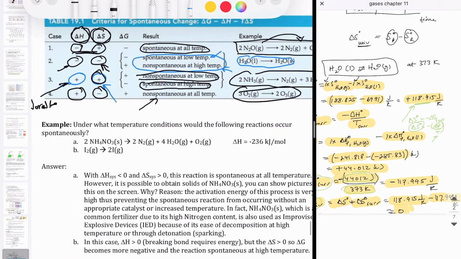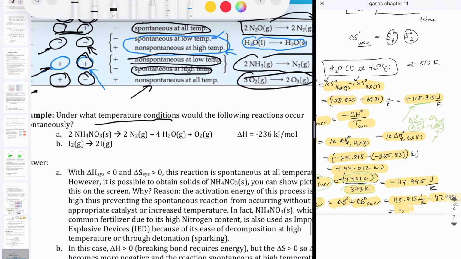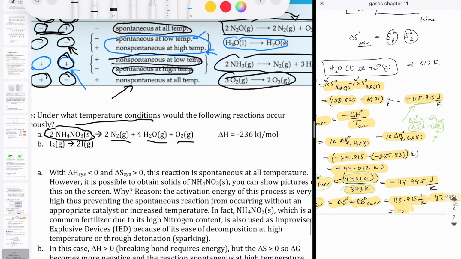Okay, so I'm going to talk about this example here of these two reactions to help you analyze and think through the idea of predicting spontaneity, not necessarily with any specific numbers right now, just the positive and negative signs and understanding when something is going to be spontaneous and when it is not. So the question here is, under what temperature condition would the following reaction occur spontaneously? In the first one, you're given this reaction, which is ammonium nitrate decomposing into three things here.